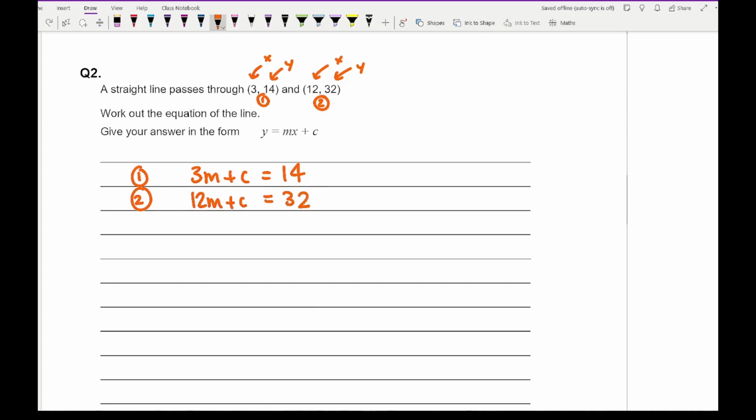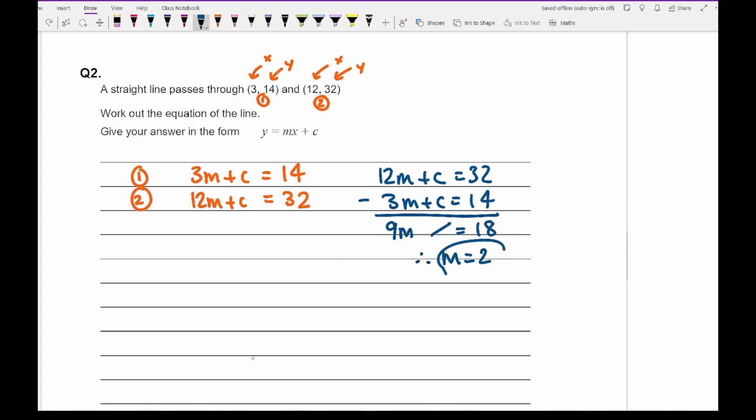Now as you can see, what we've got is a set of simultaneous equations where I want to find out what m and c are. Typically most students prefer the bigger equation at the top, so if I rewrite this, I end up with this. As you can see, I've got the same number of c's, they're both the same sign, so I take them away. So 12m take away 3m is 9m, the c's cancel out, and 32 take away 14 gives me an answer of 18, which leaves me with an m value of 2.